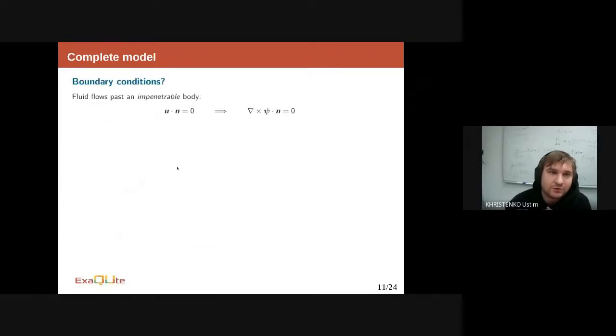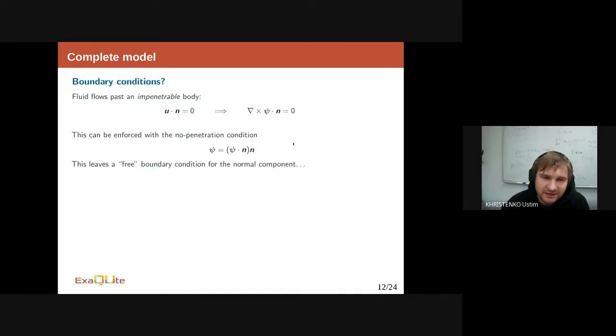So what are the boundary conditions? One of the boundary conditions which should be implemented is of course the non-penetration boundary condition. This is the restriction on the normal part of the velocity. And as we formulate our equations in terms of vector potential, such that the velocity is actually the curl of the vector potential, we just reformulate this in terms of the vector potential.